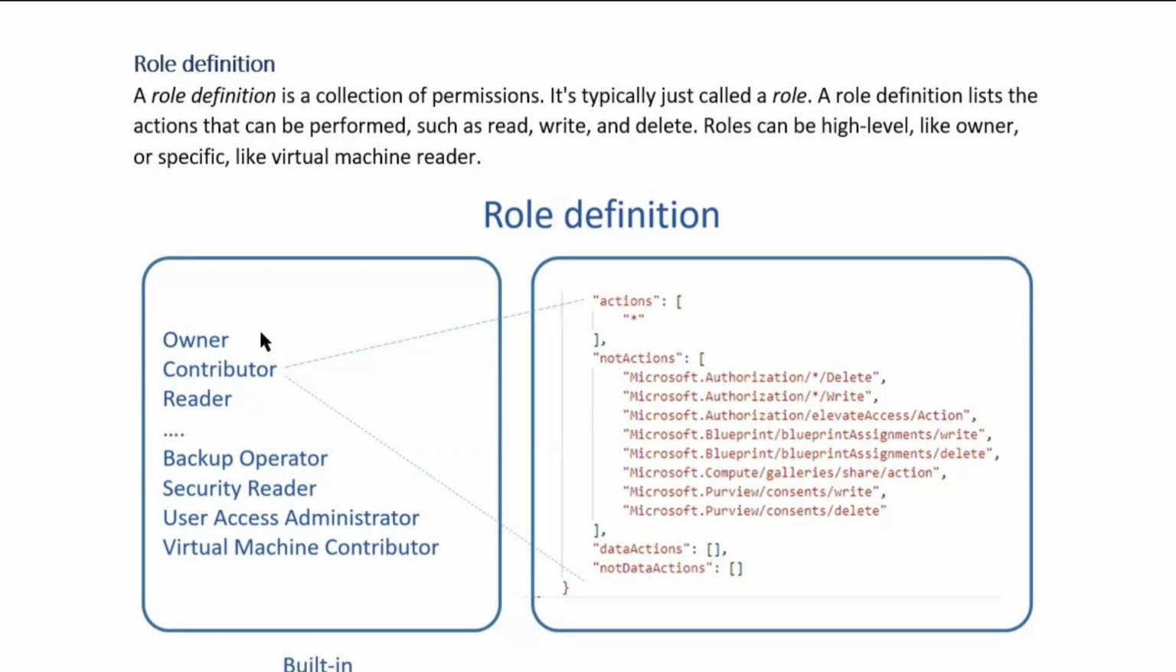On the left hand side you can see we have some of the built-in roles like owner, contributor, and reader. On the right hand side the role definition is shown for the contributor role. Under actions, we have all the actions a contributor can perform. There are some not actions, or deny actions, which cannot be performed by the contributor.